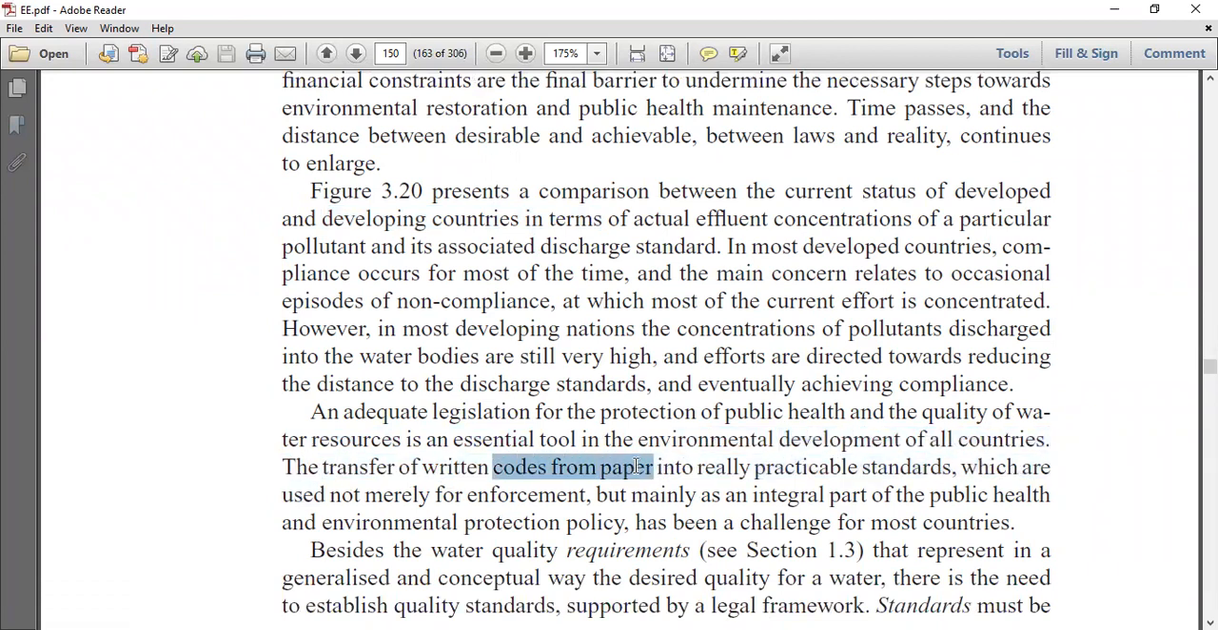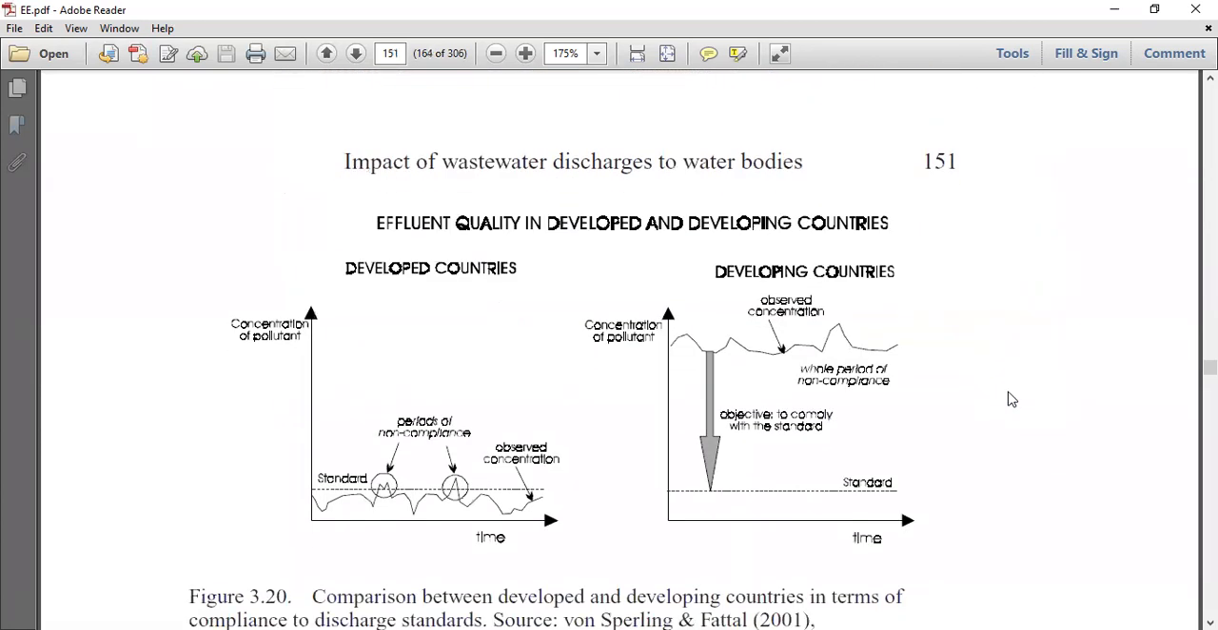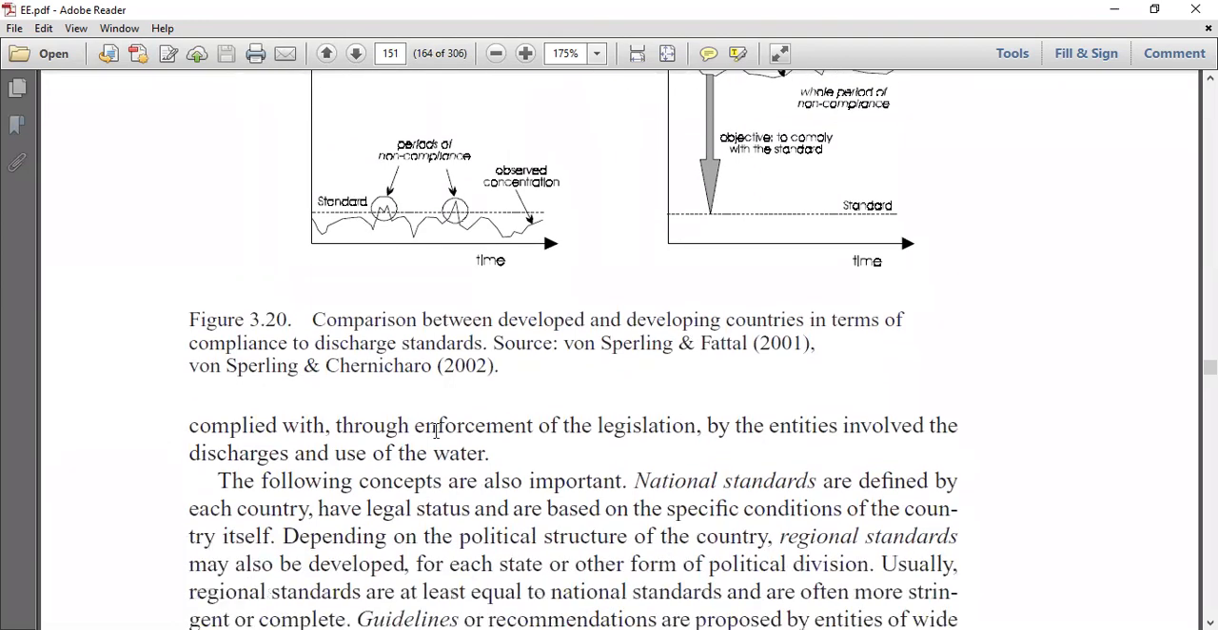The transfer of written codes from paper into real applicable standards, which are used not merely for enforcement but mainly as an integral part of public health and environmental protection policy, has been challenging for most countries. Besides the water quality requirements, which represent in a generalized and conceptual way the desired quality of water, there is a need to establish a quality standard supported by the legal framework. Standards must be applied with thorough enforcement of the legislation by entities involved in the discharge and review of the water. The following concepts are important.